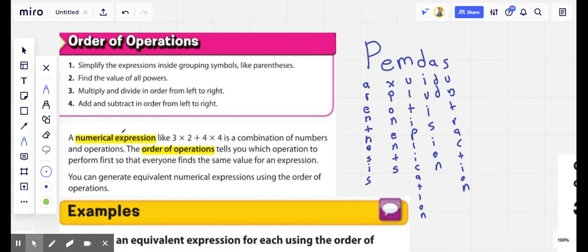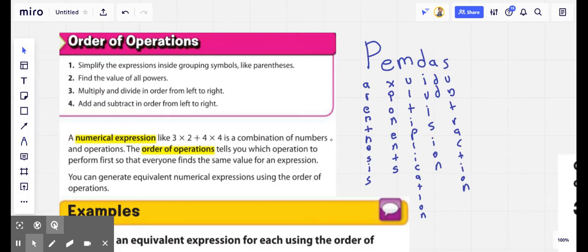All right, so it says a numerical expression like 3 times 2 plus 4 times 4 is a combination of numbers and operations. The order of operations tells you which operation to perform first so that everyone finds the same value for an expression. You can generate equivalent numerical expressions using the order of operations. Cool.